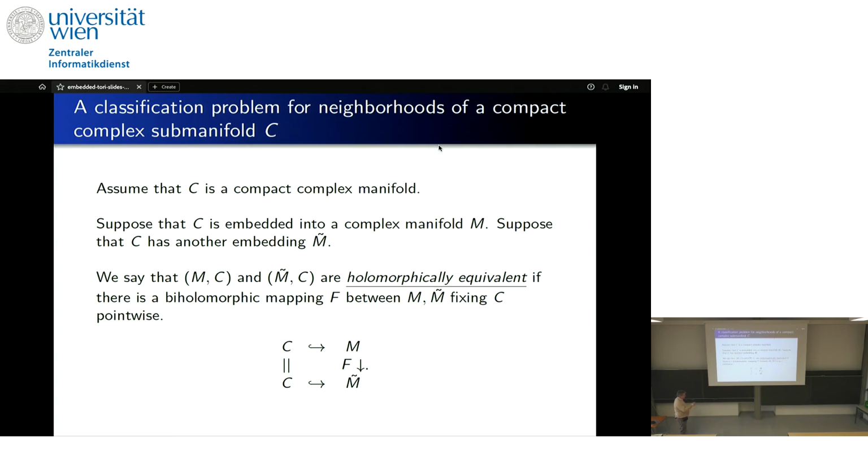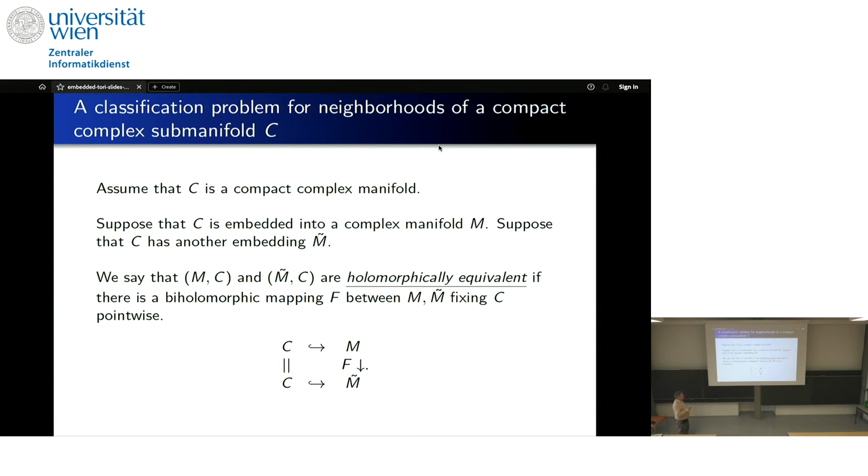First of all, you would like to know whether you have a neighborhood of C in M which is biholomorphically equivalent to the neighborhood of C in M tilde. It means that you have a biholomorphic map that fixes the manifold C and sends the neighborhood to the other neighborhood. In my problem, it is about germs of neighborhoods, so I don't care about the size of it.